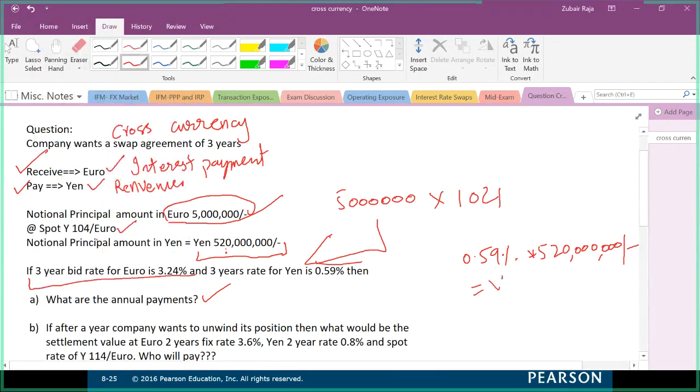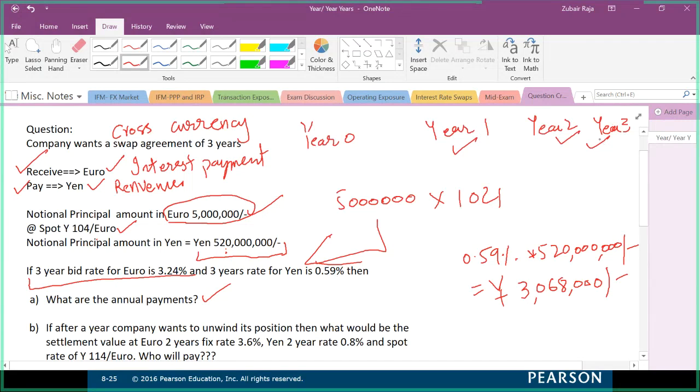So 3,068,000. This party has to pay to the swap dealer at the end of each of the next 3 years, right? So they are entering into the transaction at year 0, right? Year 1, year 2, and year 3, and this is the amount which they have to pay, right? So over here, here, and here. But in the end, they are also making another payment. What is that payment? This notional principal, 520 million yen.